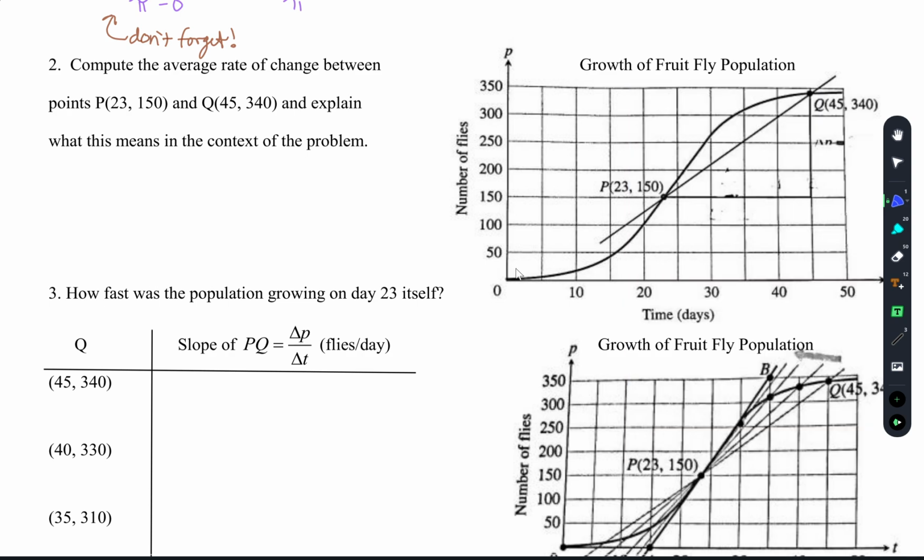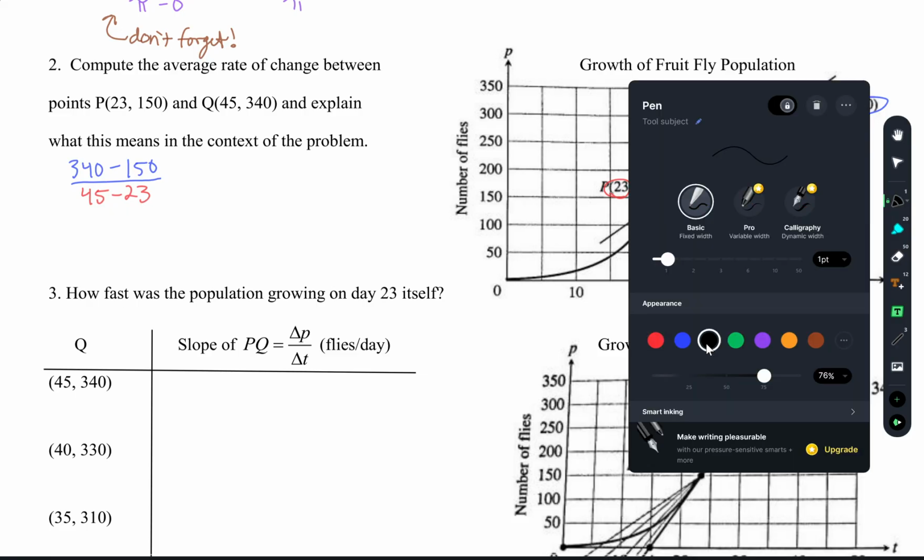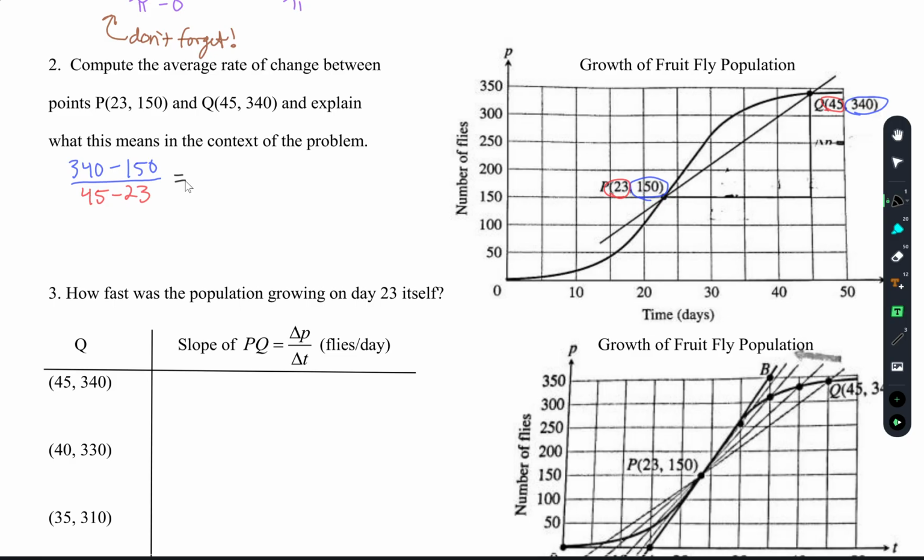Okay. So what you're going to do is don't be the kid. It's unbelievable how many people have done this in the past that do the difference in x's on the numerator. Okay. So don't be that kid. Okay. So what you're going to do is you're going to take your y's, right? So 340 minus 150 all over, and then you're going to take your x's, subtract those. 45 minus 23. And you're going to get, I did this in my head earlier, 8.6363. Okay.